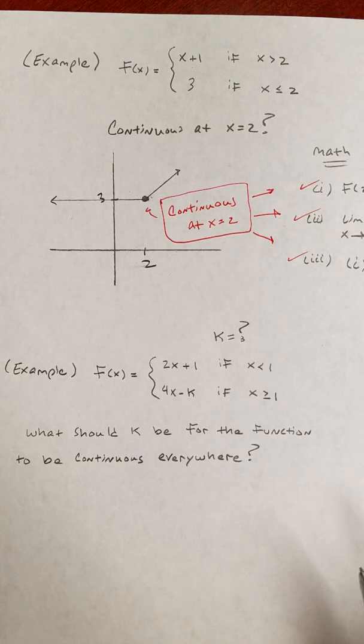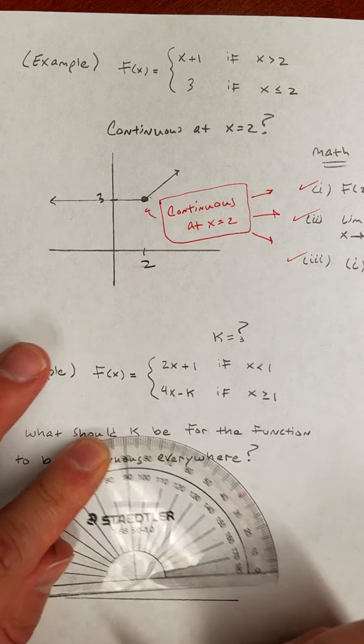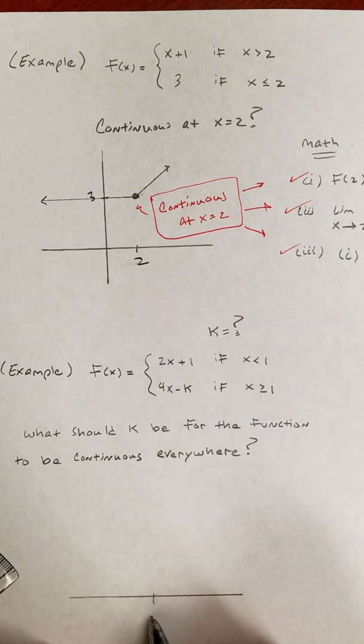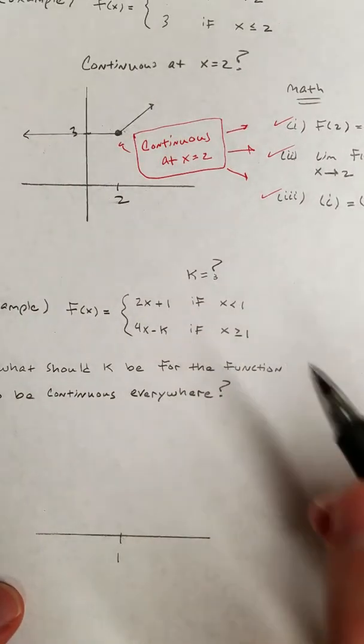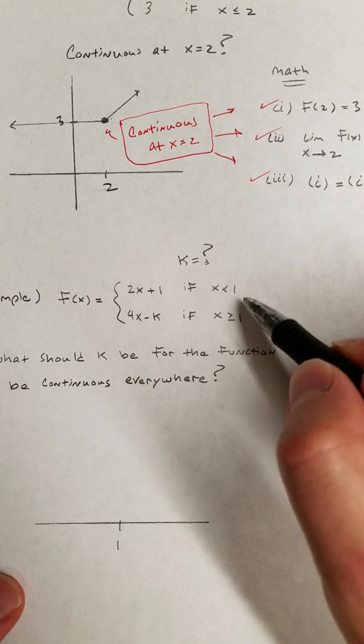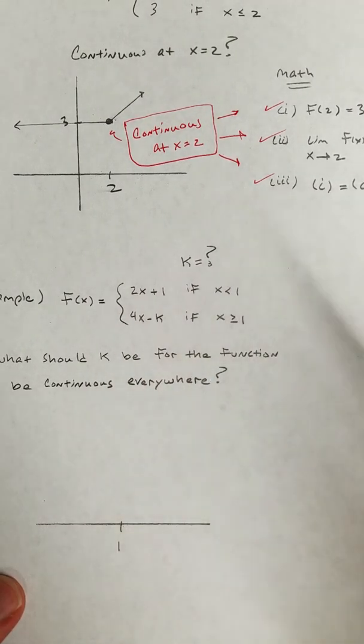So here's how I want you to think about this. If this function was not continuous, if there was going to be some kind of a break in the graph here, it would be at the 1. Like maybe this doesn't pick up where that leaves off or something like that.